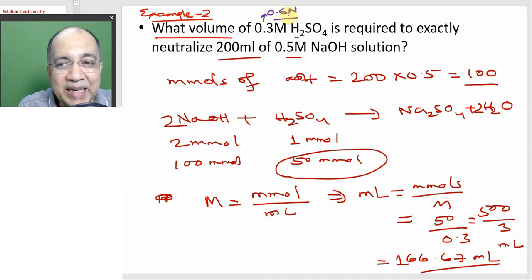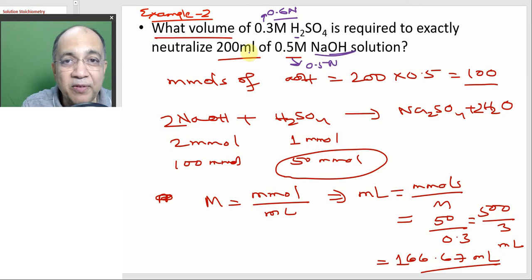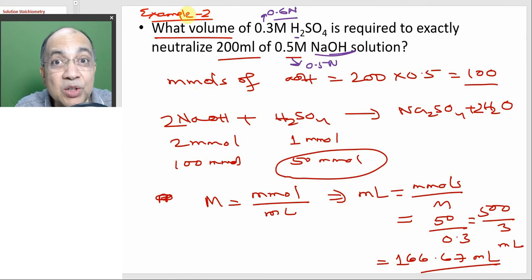So 0.3 M sulfuric acid is nothing but 0.6 N sulfuric acid. Similarly, 0.5 M NaOH is the same as 0.5 N NaOH, because the n factor is 1. There is only one OH group. So once you convert the molarity into normality by multiplying with the n factor, then V1N1 is equal to V2N2.